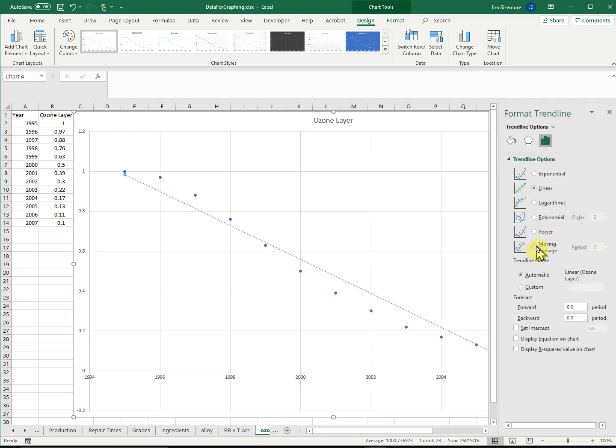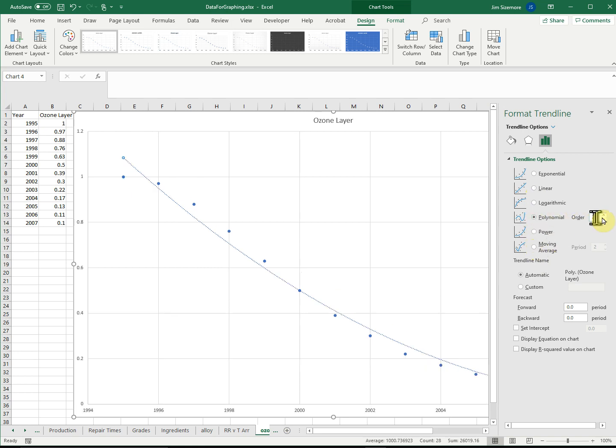And a polynomial, there we go. Is this second order? Probably it's going to be third order, maybe fourth. Fourth looks pretty good. You want to keep the number of orders down as much as possible. Now let's see what the equation looks like.